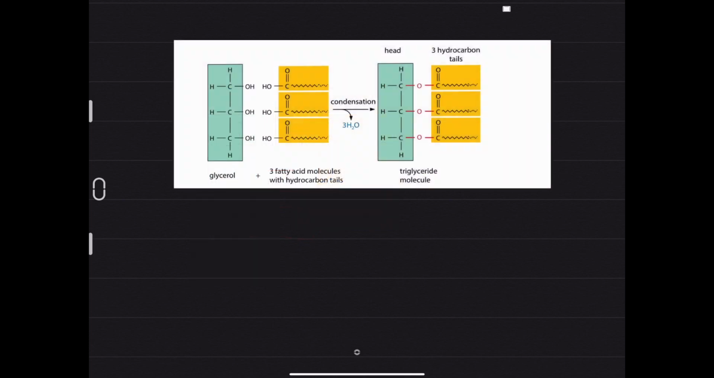Here is the answer. As you can see here, the three fatty acid molecules combine with the glycerol via the condensation reaction, and three H2O molecules are ejected, and we get a triglyceride molecule. You can see here that the oxygen bond is between the glycerol and the actual fatty acid molecules.